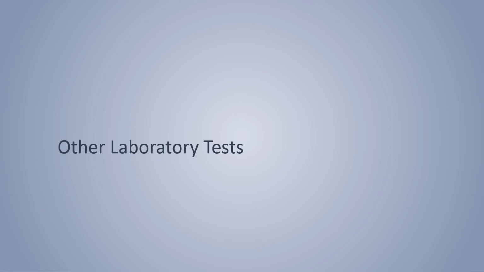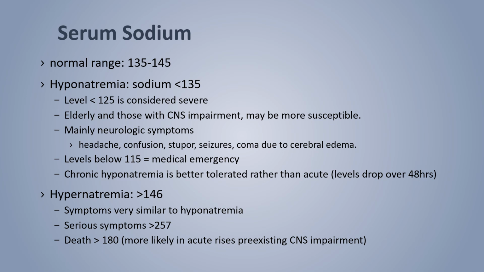So now let's look at some other tests and some lab values and give you guys a bit of a reference range. Okay, so first up is sodium. Our serum sodium level should be somewhere between 135 and 145. Hyponatremia is considered anything below 135. Severe is below 125. Symptoms associated with hyponatremia are listed there.